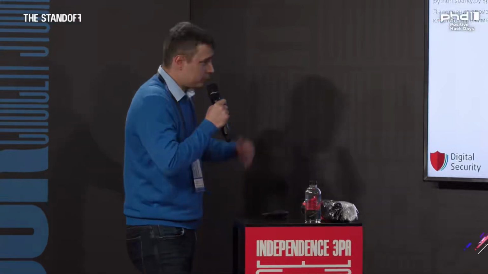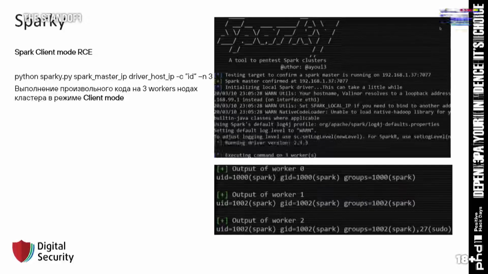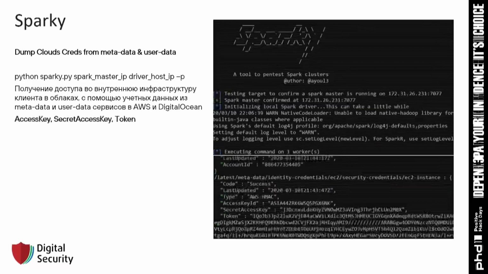So generally speaking, this is a tool that allows you to do everything I told you about, but in a more automated mode. And talking about Spark client mode RCE, we can use just one command to get RCE through Sparky. If we send the Spark Master API to our driver machine, then the command should be id and then 3, the number of nodes in the cluster. And with that, we get RCE on the given nodes of a cluster. We can even do it for all the nodes.